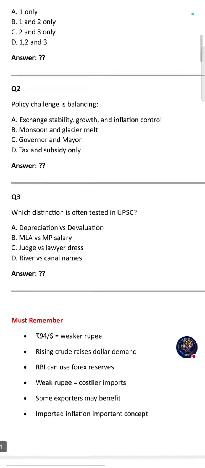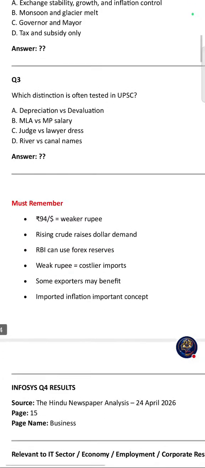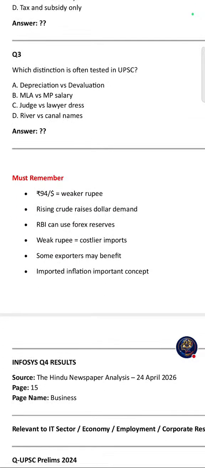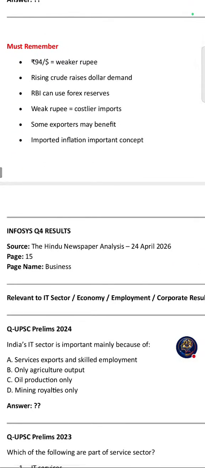Next question, policy challenge is balancing. The correct answer is exchange stability, growth, and inflation control. Next question, which distinction is often tested? So points to remember here: 94 rupees per dollar is weaker rupee.